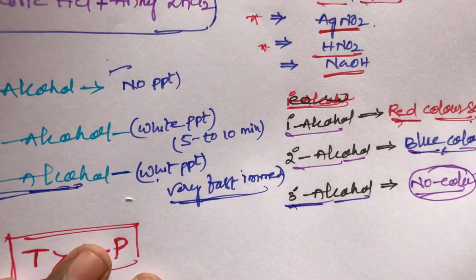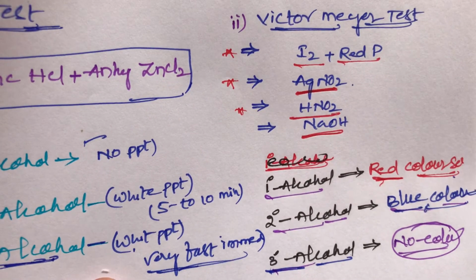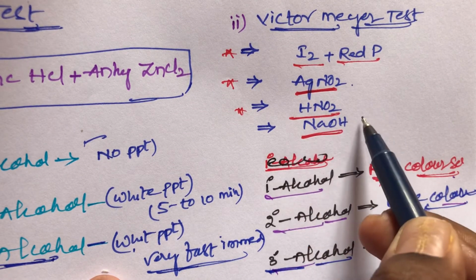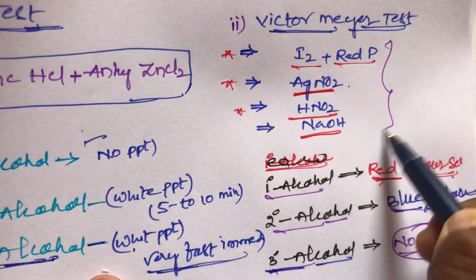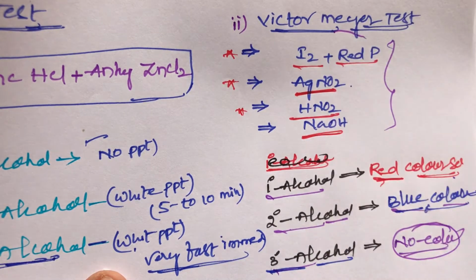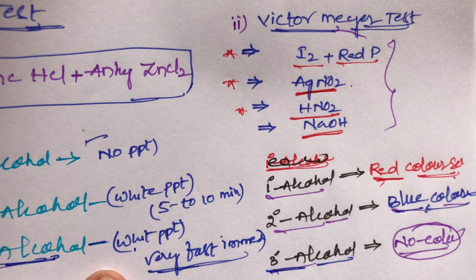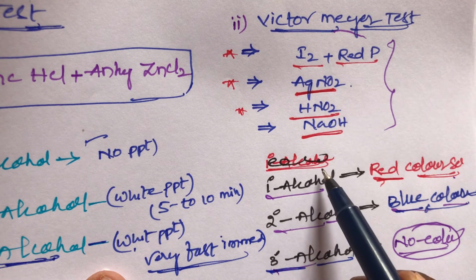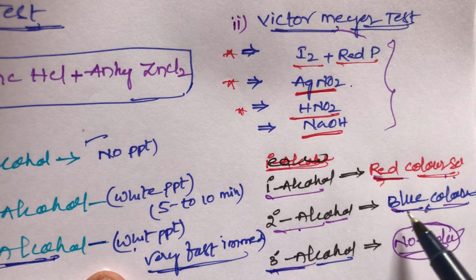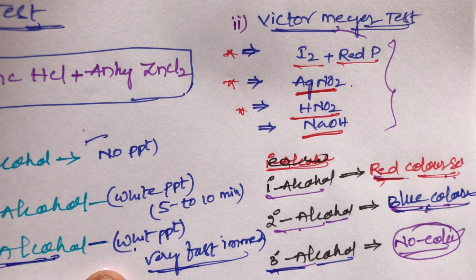But in the Victor Meyer test, here 4 steps are there: I2 plus red phosphorus, AgNO2, HNO2 and NaOH. These are the Victor Meyer's reagents. You remember, student, these 4 reagents react with alcohols, giving different colors. Primary alcohols react with the 4 reagents to give a red color solution, secondary alcohols give a blue color solution, and tertiary alcohols do not give any color, that means no color.